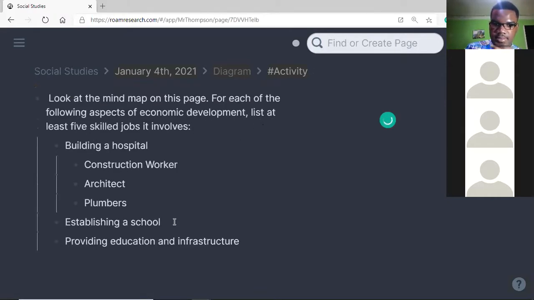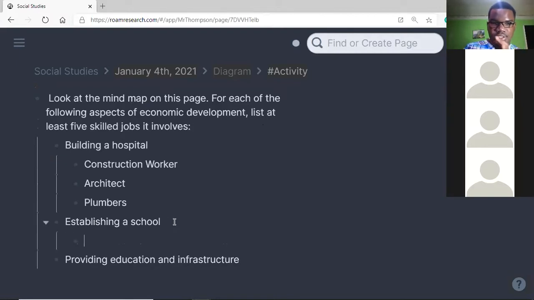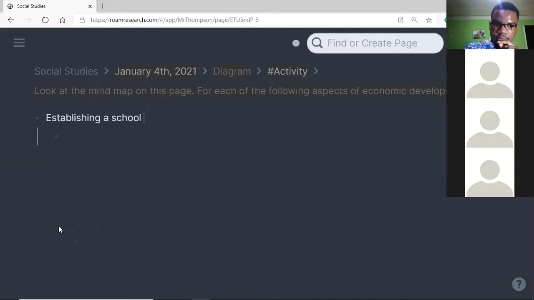Let's move on now to establishing a school. Establishing, I didn't say building. Establishing a school. What jobs would you need to have here? Let's start with Tristan again. Teachers. Okay. Sunny, any job you're thinking of for establishing a school? All right, let's go to Brandon quickly. A principal.